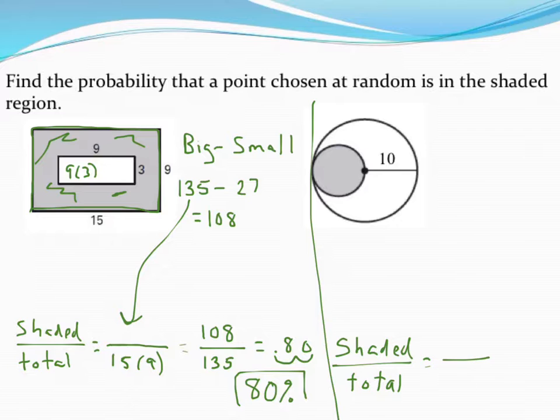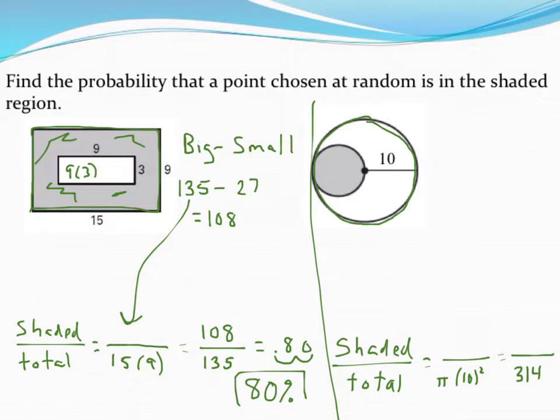So my total area this time is a circle, and I can see that I have the radius given to me as 10. So I'm going to set up the area of a circle as pi times the radius squared, so pi times 10 squared. And go ahead and get a calculator and just get an approximate answer. So 10 squared times 3.14 gets me a total area of approximately 314 for the larger circle.